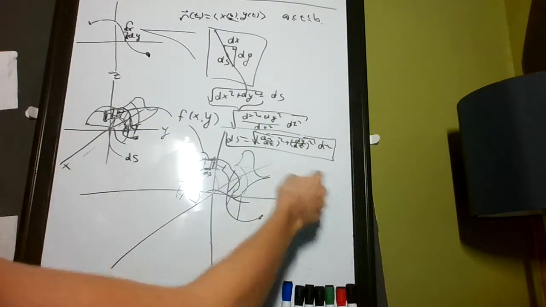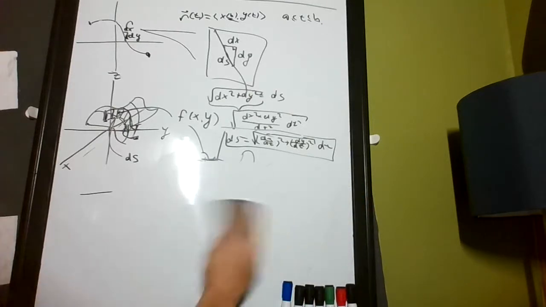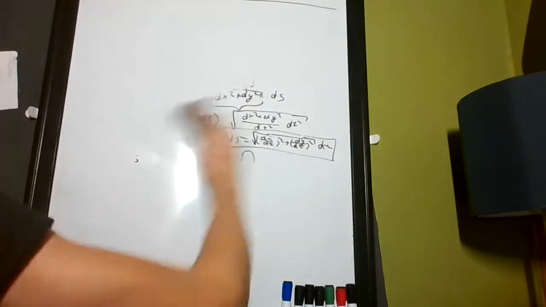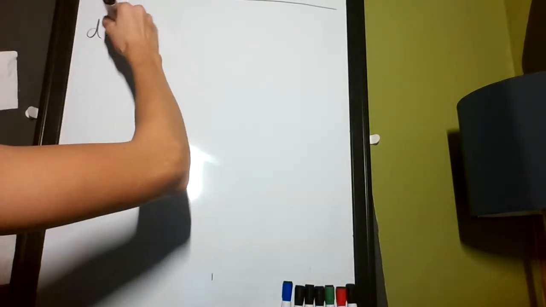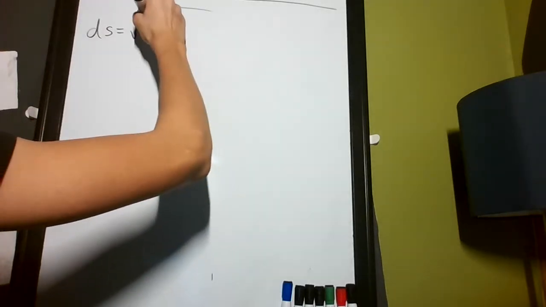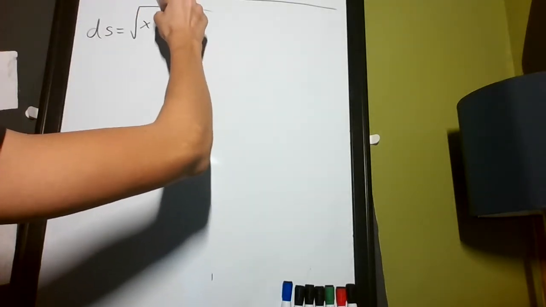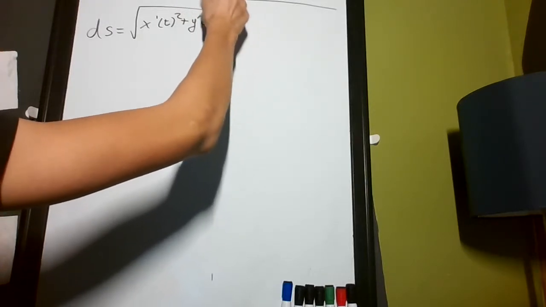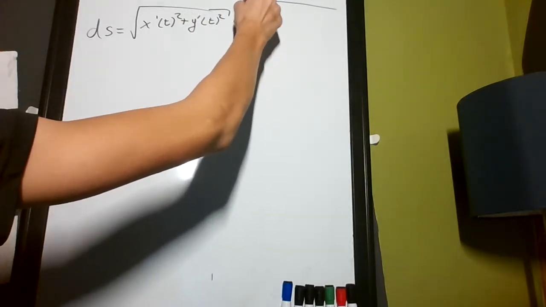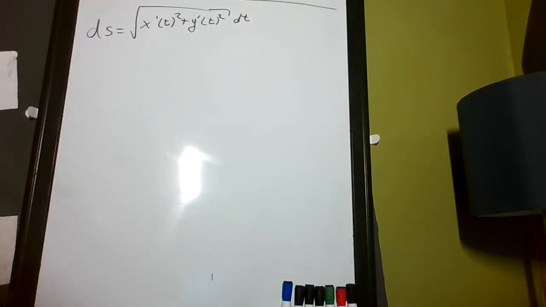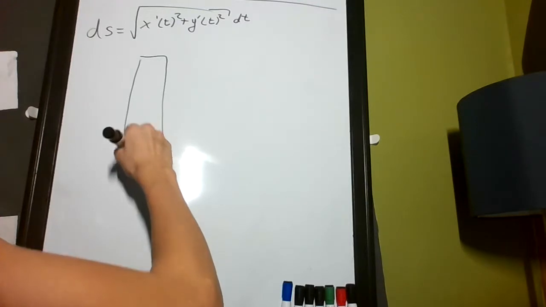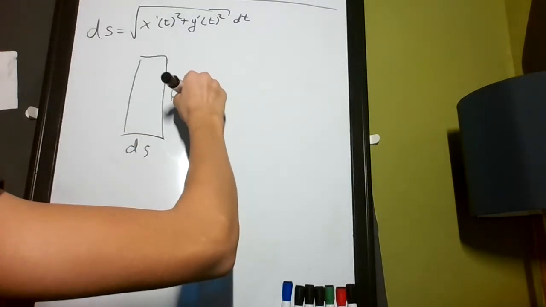You can't really see it well, but after doing all of this, I got that ds is equal to the square root of x prime of t squared plus y prime of t squared, dt. And this is going to be the base of our rectangle, ds, times f of x, y.